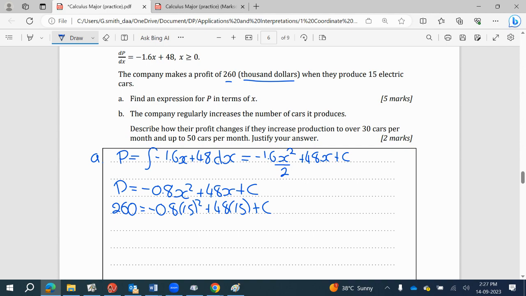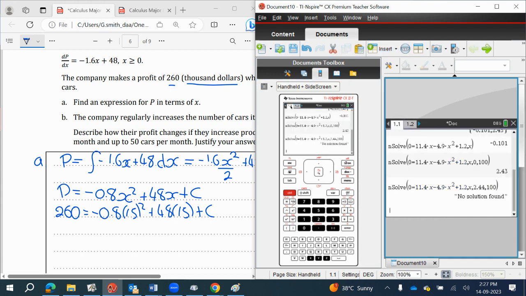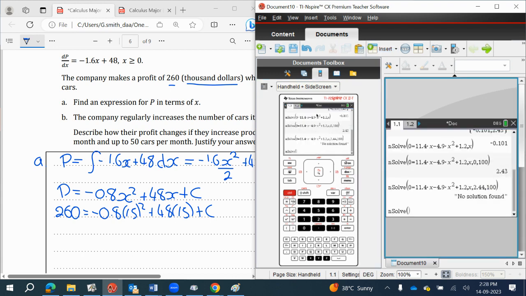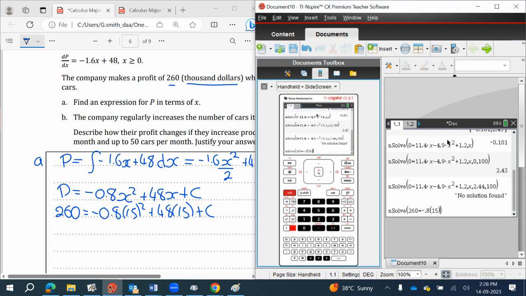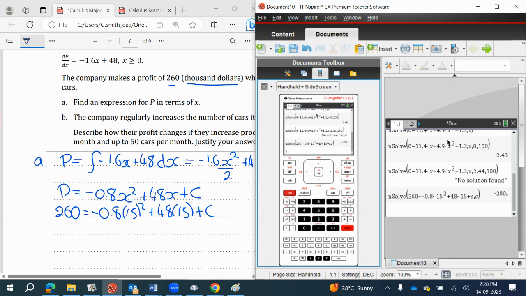I'll do this one on the calculator for you, just watch me doing it. We will solve it. So menu, algebra, and solve. Type your equation in: 260 equals minus 0.8 bracket 15 close bracket squared plus 4.8 open bracket 15 close bracket plus c, comma c, enter. We get one value there at minus 280.